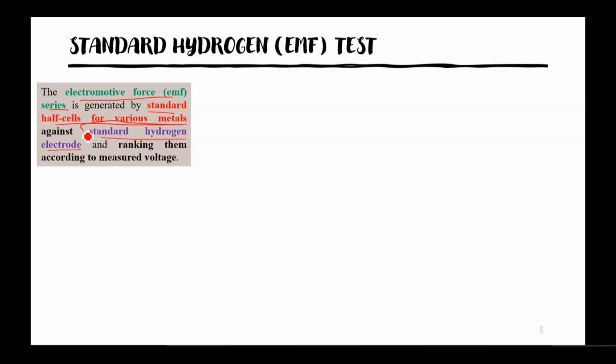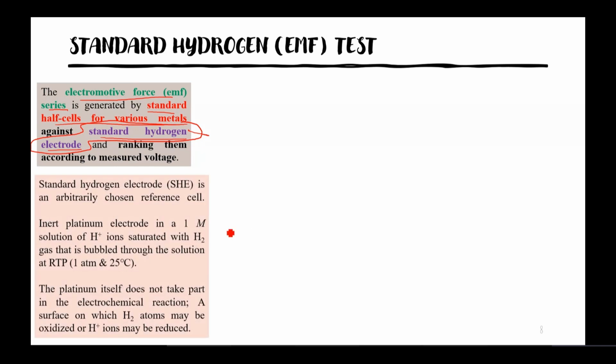So this is the reference electrode against which all the metals are being compared for the voltages, and they are being ranked as compared to the voltage of hydrogen. Hydrogen electrode है क्या? Hydrogen electrode is basically an arbitrarily chosen reference cell है, और उसमें होता क्या है कि you insert a platinum electrode in 1 molar concentration of H plus ions, and you have hydrogen gas that is bubbled through the solution at 1 atm and 25 degree centigrade.